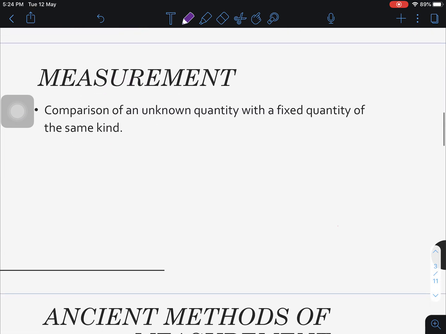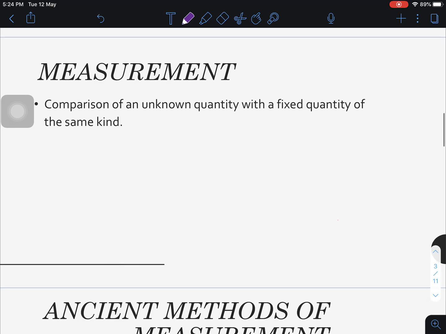Now, what is measurement? We cannot always say that this distance is more or this distance is less. That will not make sense, right? We need to measure how much less or how much more. So for that we do measurement. Measurement is comparison of an unknown quantity with a fixed quantity of the same kind.